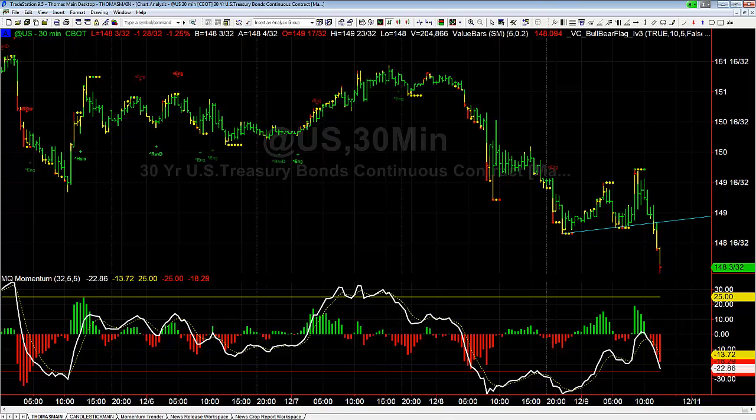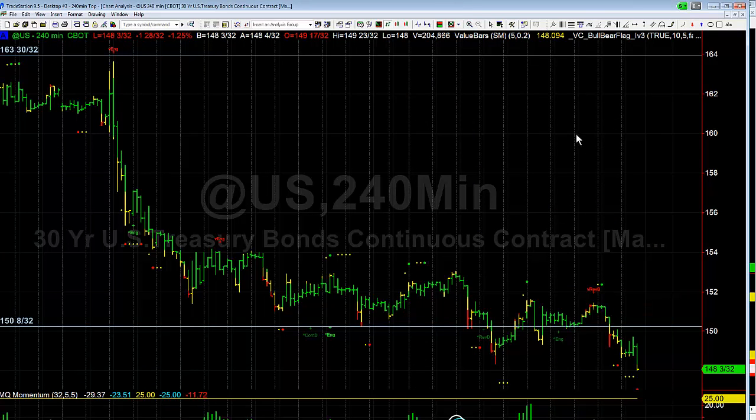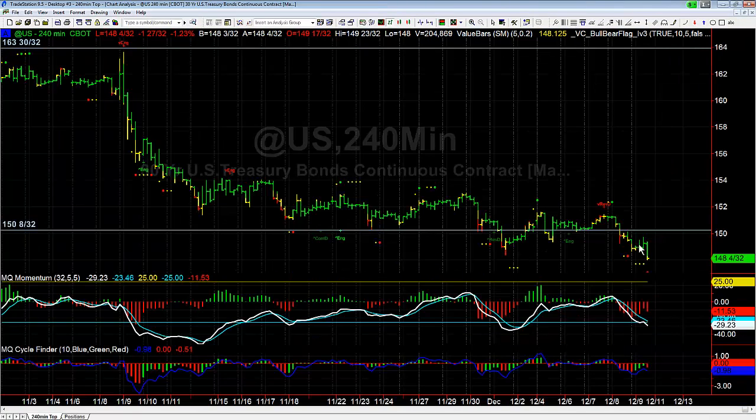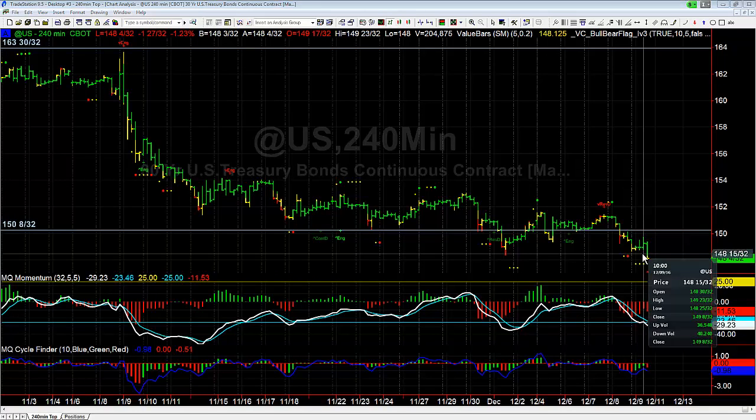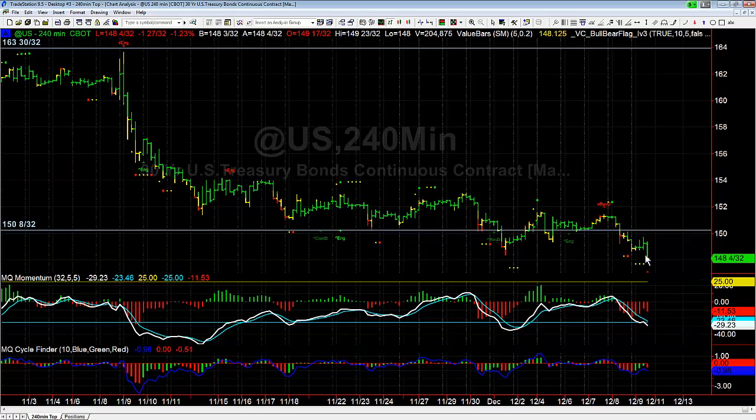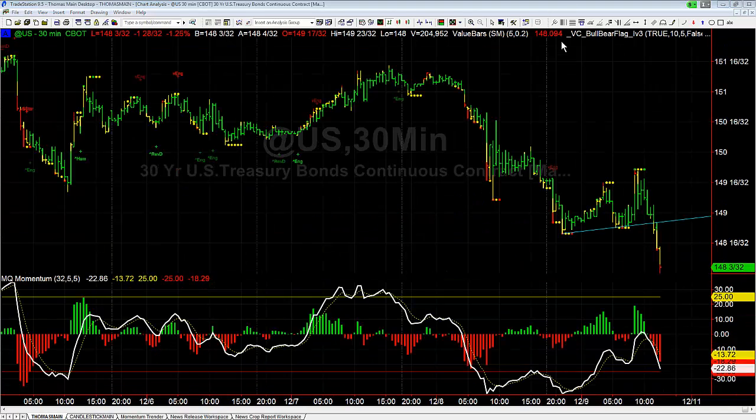And then at the same time, we had a bear flag set up on our 240-minute price chart, which is right here, where you can see the yellow dot saying get ready, and if it breaks the previous bar's low down at 148 and 25, 30 seconds, it triggers the bear flag. So you had two separate short setups on two different time frames, both suggesting that it runs.